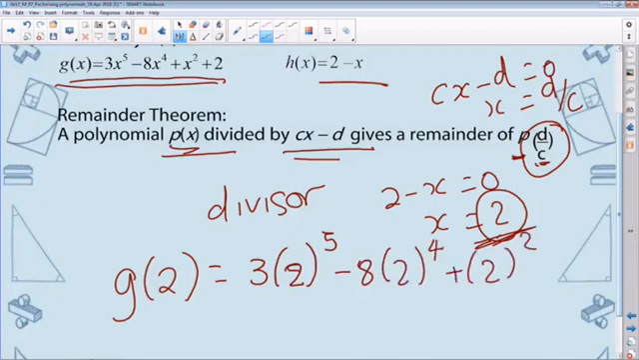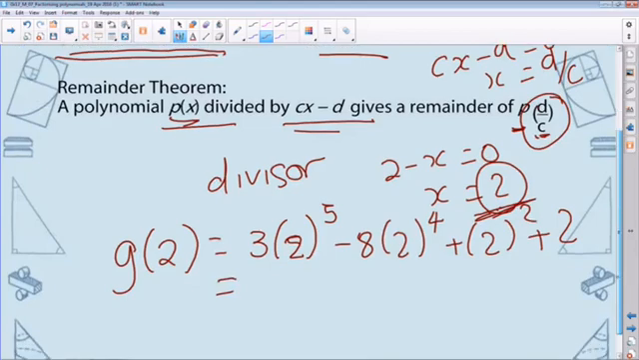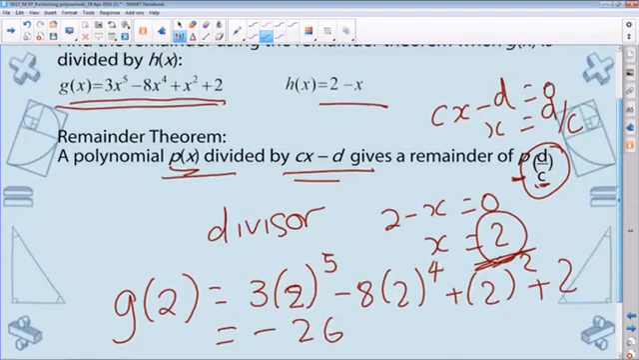Okay, and we do that. You can then use your calculator to see what your answer is. I've already used my calculator and the answer here is minus 26. So what we're saying is when this polynomial g of x is divided by h of x, we will get a remainder of minus 26. So the remainder is very easy for us to find using the remainder theorem and this quick function value way, so that we can see what the value of g of x is when x has a value of 2.